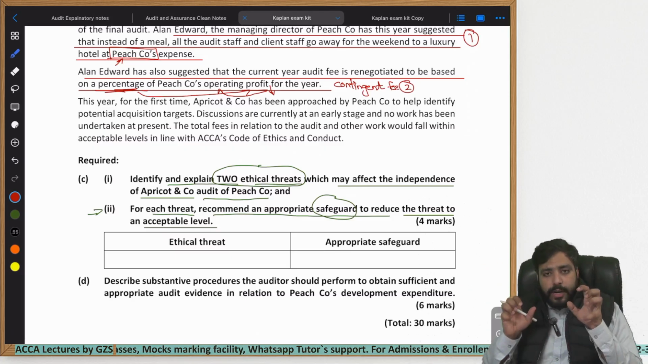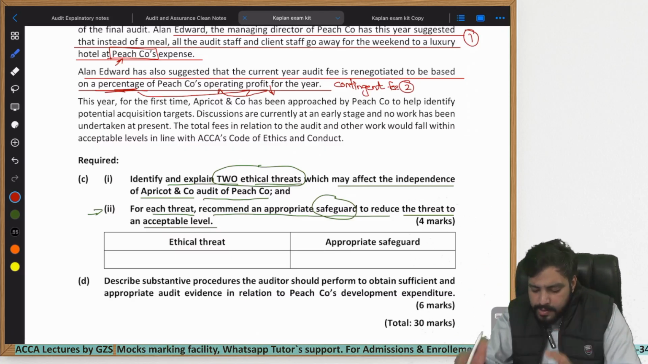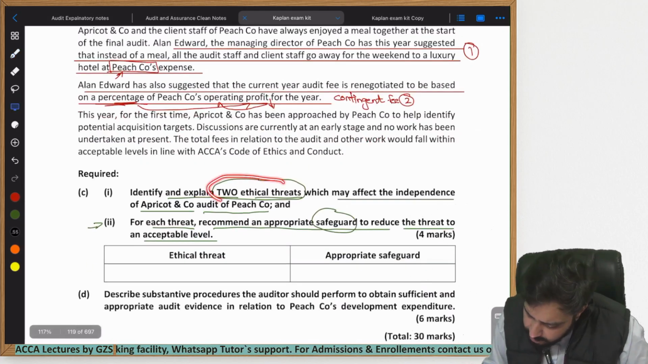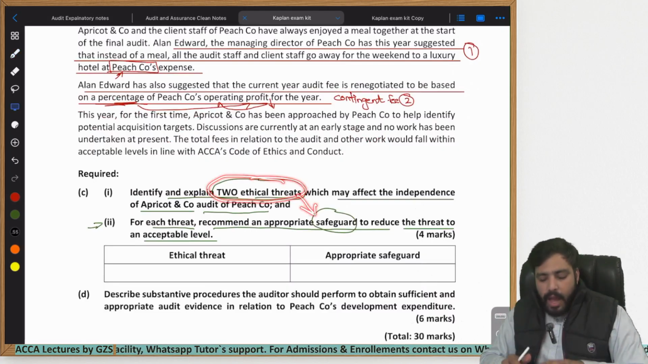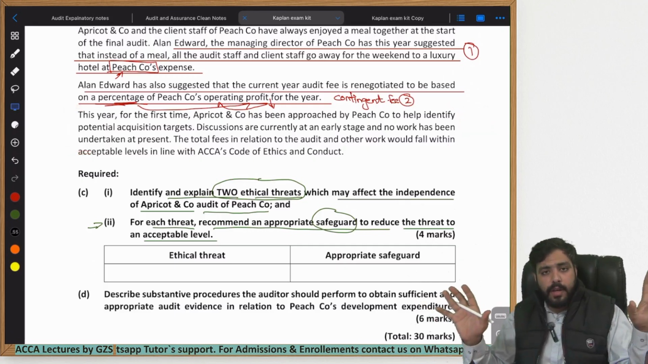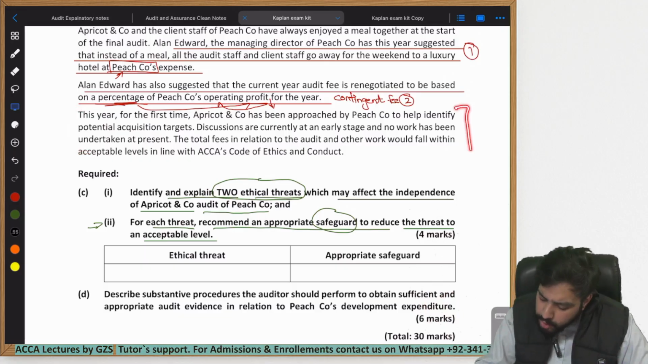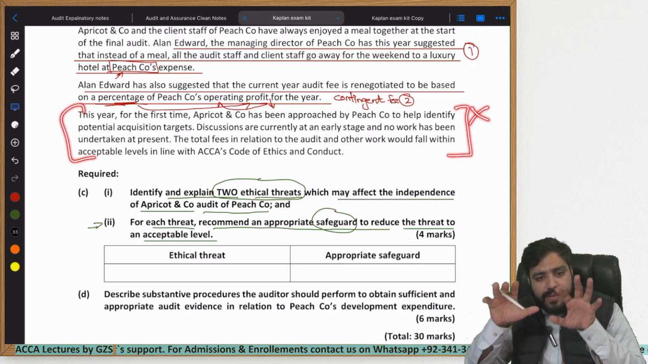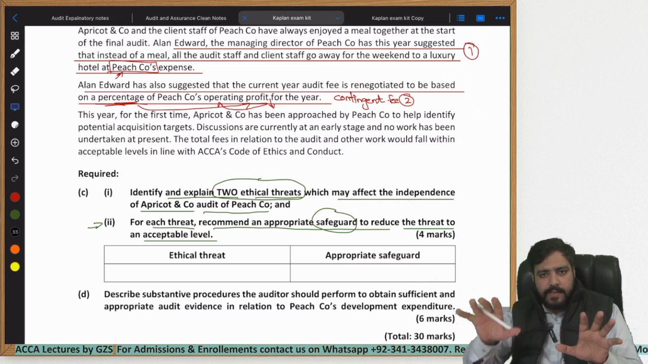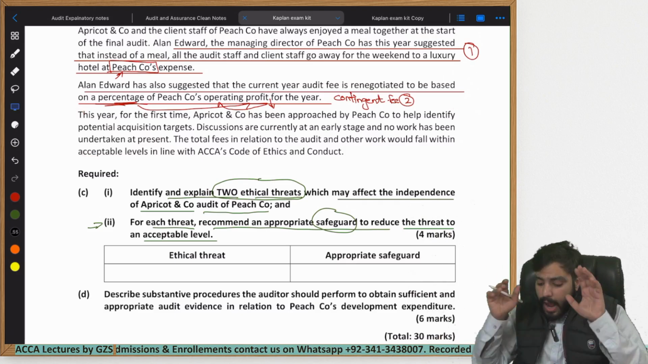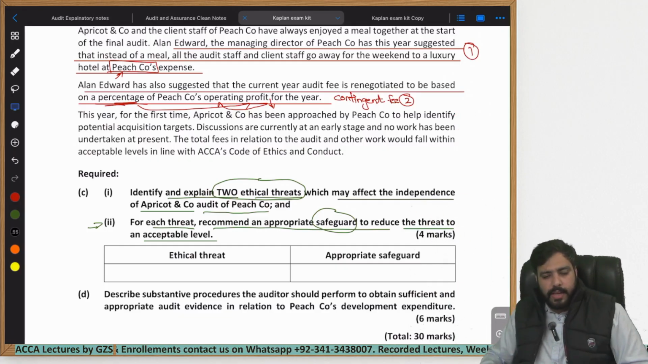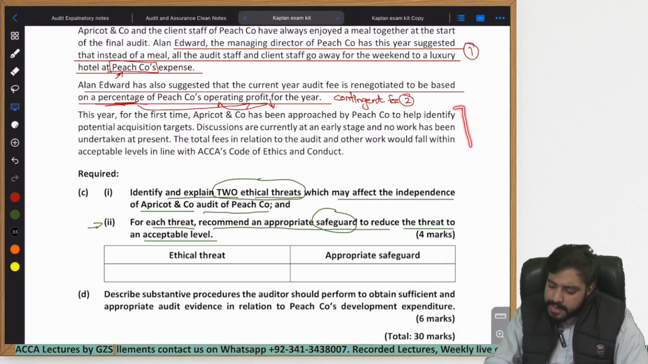Now, if I was a student sitting in the exam and I have just identified two different types of threats, and the examiner has told us to identify only two ethical threats and give safeguards against them, I would not even go towards this third paragraph. I would simply go to my answer sheet and write down these two ethical threats as my answers and give the safeguards against them. I'll just ignore this third paragraph and move towards the next requirement, the next question within the exam. I would never write or even read this third paragraph.